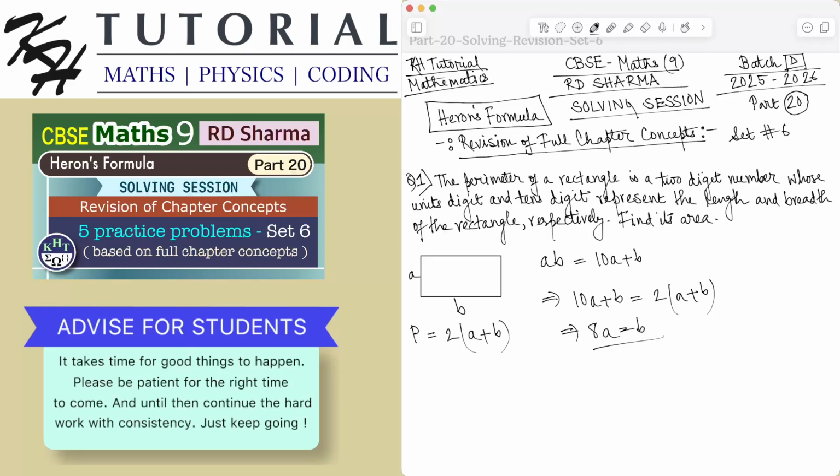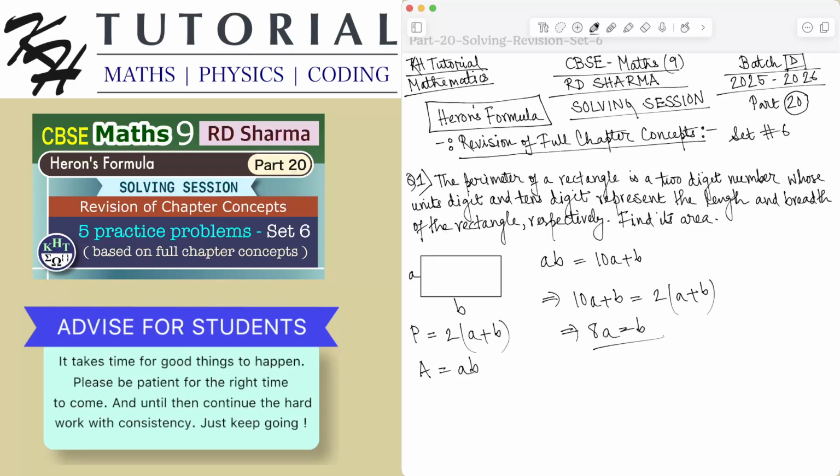The problem is asking to find the area of the rectangle. The area will be A into B. I just know that 8A is equal to B. How will I find the value of AB? The catch is that A and B are digits. So what are the possible values of A and B so that 8A is equal to B, knowing that A and B are digits?